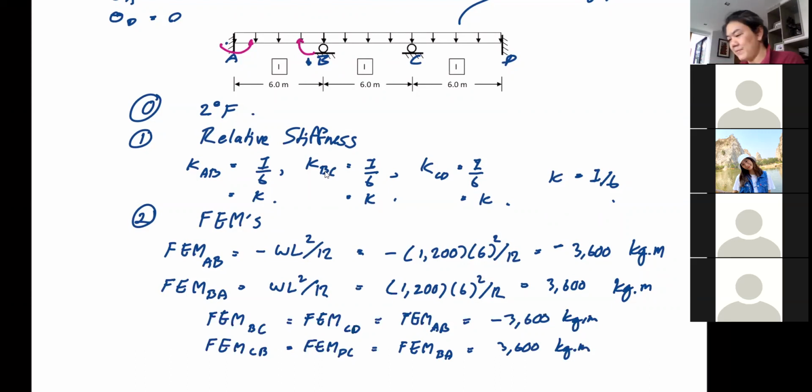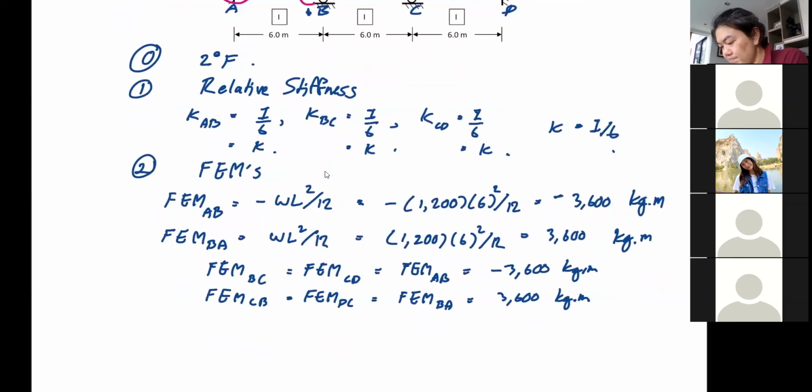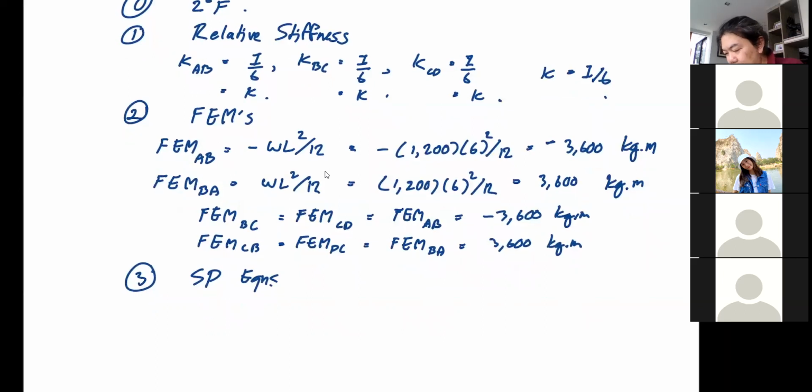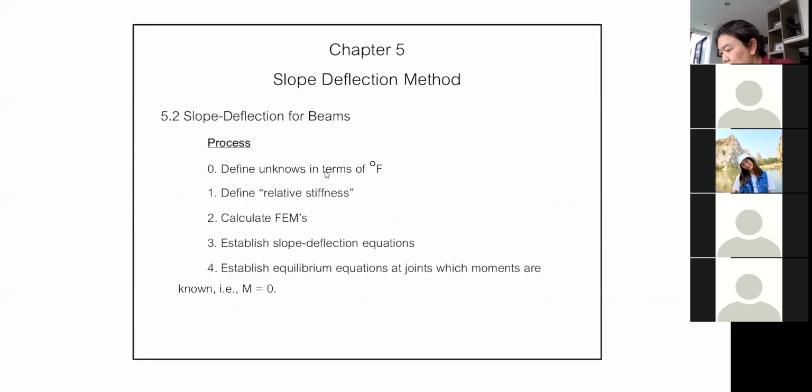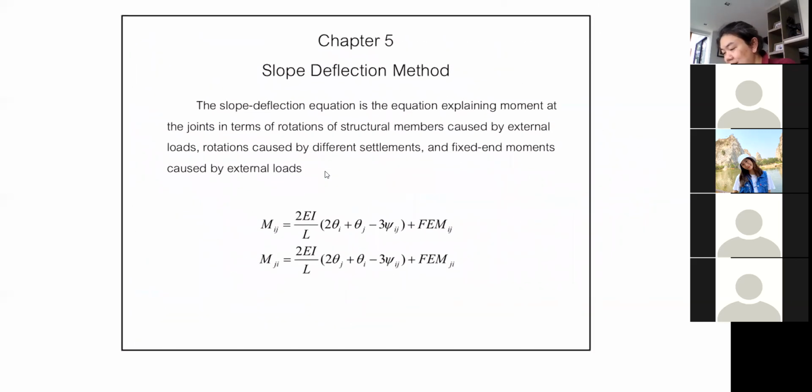So the third step is the slope deflection equation itself. Number 3, SD equation. Okay, are you excited? The first one, MAB. You can try to open the split screen window somewhere to see the formula, okay, right there.